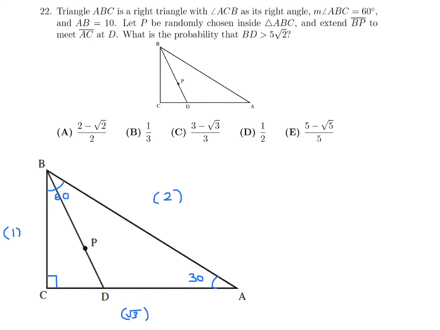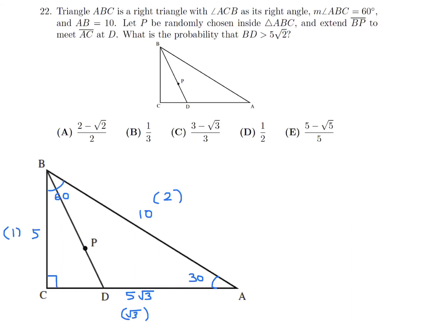And do they give us any other? Yeah, AB is equal to 10. So the actual value is 10. And therefore this has got to be 5, and this has got to be 5 root 3 from those ratios. Very, very common triangle on math contests, and the ratios are obviously very important.